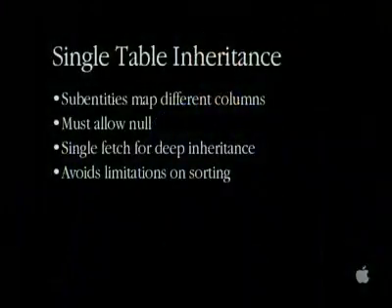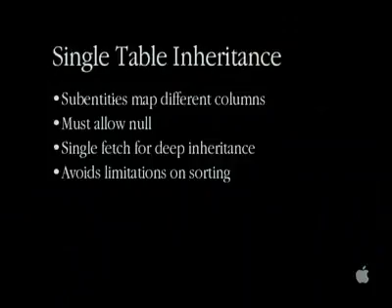So the recommendation is to use single table inheritance. In single table inheritance, your columns are the union of all the columns needed by all your subentities. Each subentity might map a different set of those columns. The downside is you have to allow null. In anything that's not common to all the subentities, we'll have to insert a null in those columns that aren't used by a particular subentity row.